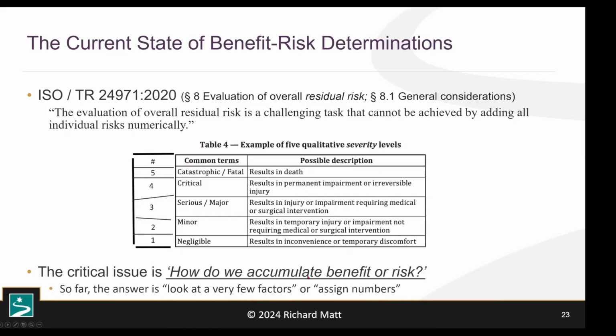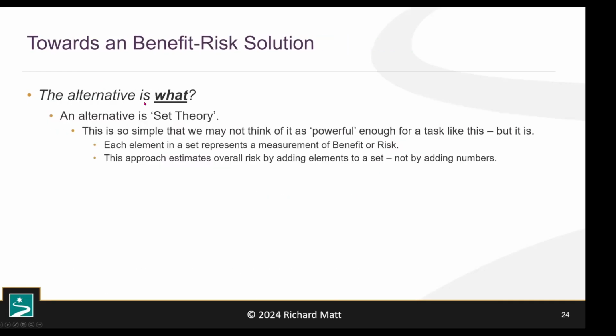So the issue is, how do we accumulate benefit or risk? So far, the answer has been to either look at very few factors or only 1 factor, or assign numbers, which we know won't work for the reason that I've described up here. So the alternative is what? The alternative is I'm going to propose a set theory. And for those that have done Venn diagrams, this may seem like it's so simple that it's not powerful enough for a task like this, but it is.